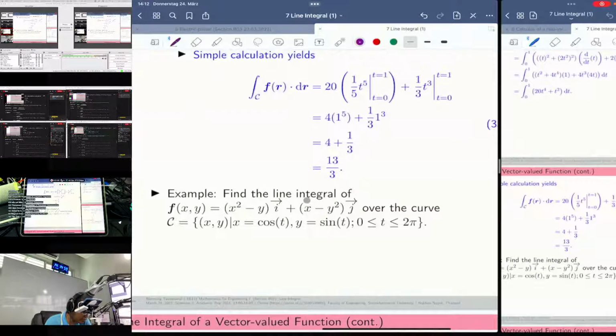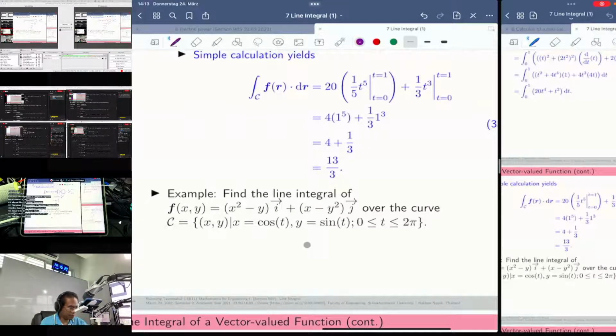Find the line integral of this term, in terms of unit vectors i, j. And of course, you could see that this is F1 because it stays in front of unit vector i. This is F2, it stays in front of unit vector j. And here is cosine t, sine t, t from 0 to 2 pi. This is the circle actually. It's somehow like a circle. Okay, over the curve, this one.